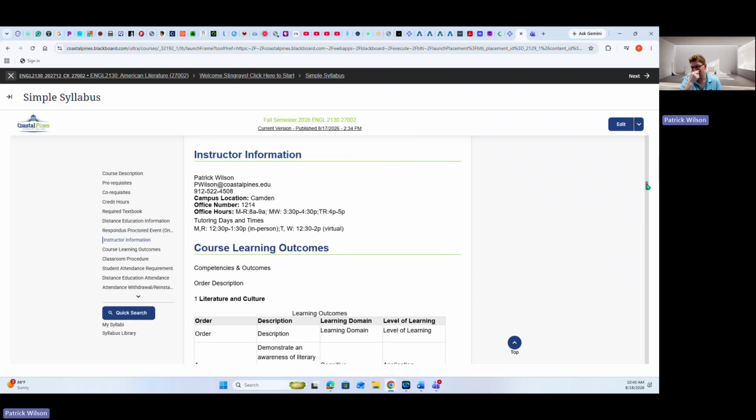This is my information. That's my office number. Again, I live in Brunswick, but I work at the Camden County Coastal Pines campus. My office is 1214. It's upstairs. My office hours will be Monday through Thursday, 8 a.m. to 9 a.m. Then I have a few more Monday and Wednesday in the afternoon, 3:30 p.m. to 4:30 p.m. And then Tuesday, Thursday from 4 to 5.